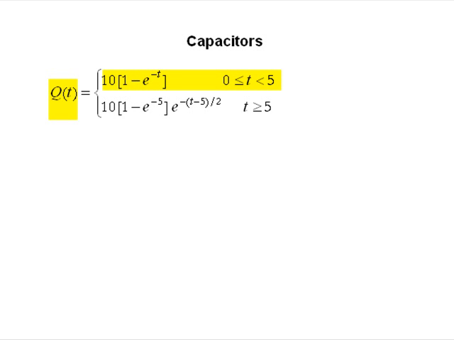At 5, you throw a switch. You cut out the battery and you start to discharge that capacitor. So now the first part of the function right through here is the same as the charge that you'd build up during your charging cycle. The next section of the function, e to the minus (t minus 5) over 2, is the discharge. They are proceeding at different time constants. And I'll show you that.